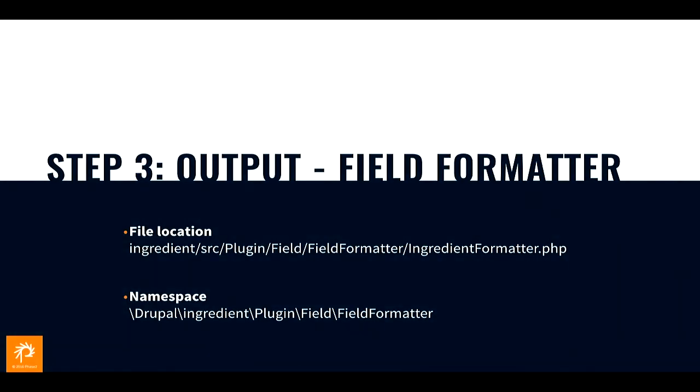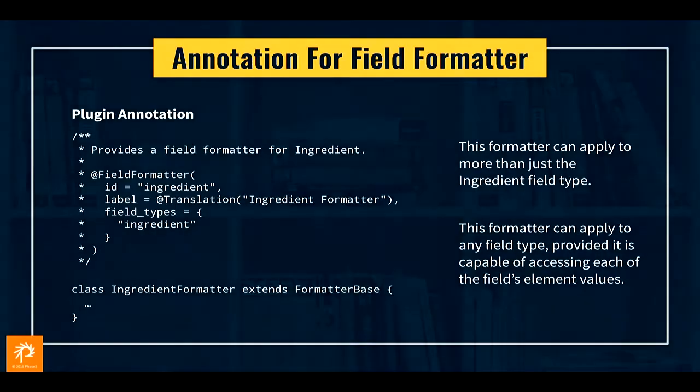So the third step, of course, after the field type and the field widget, we're going to talk about the field formatter. So again, you have your file location, you have your namespace. Things differ slightly, but it still follows the same pattern. So our annotation for a field formatter is going to look very similar to the field widget annotation. I don't demonstrate this here when I talk about the field types that this field formatter could apply for. But again, the field formatter can apply to any existing field in Drupal. It doesn't necessarily have to be for the field that we've defined in our field type.